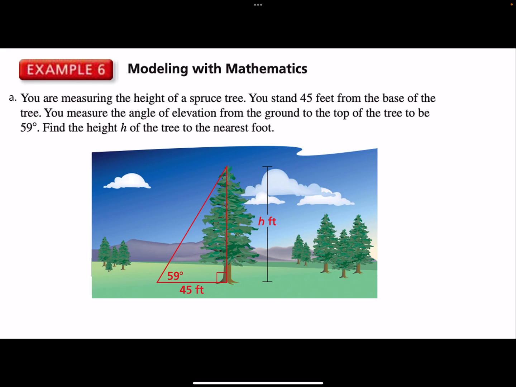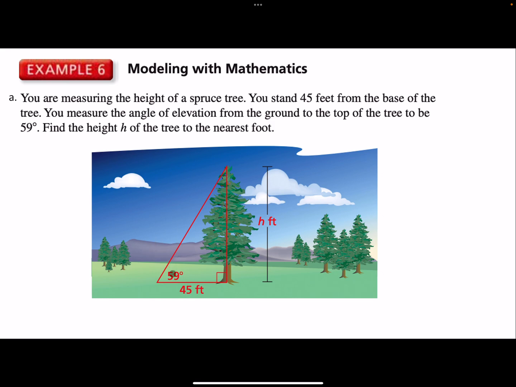Well, if I'm looking at this, based off of all of this, even if I didn't have the diagram, I know I can make this. Here's a tree. I'm 45 feet away. Angle of elevation means we're looking up. So this has to be 59. Figure out how tall the tree is. Awesome.